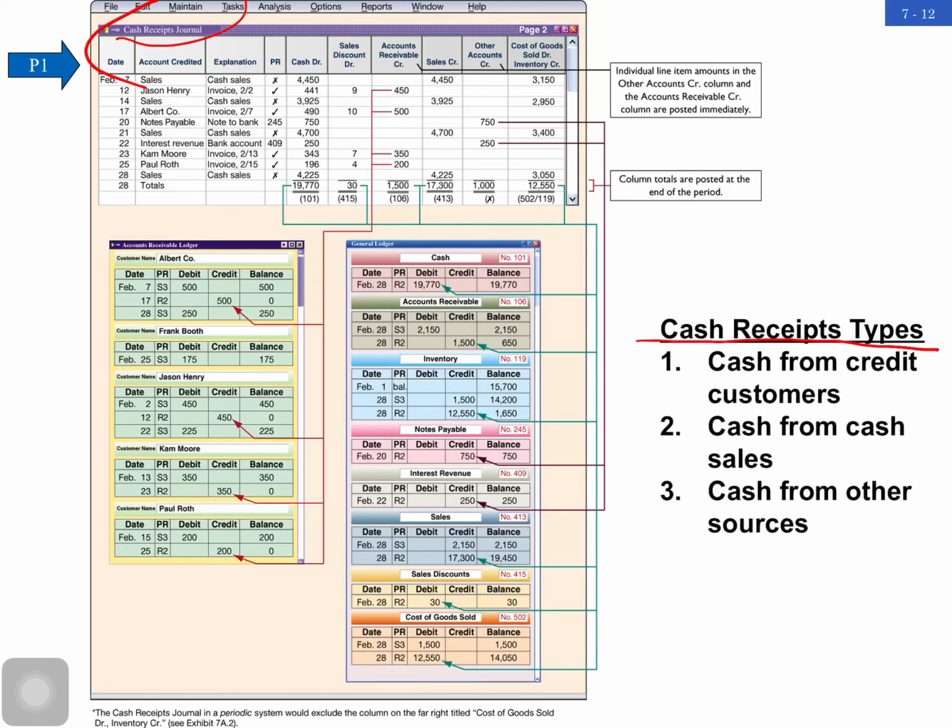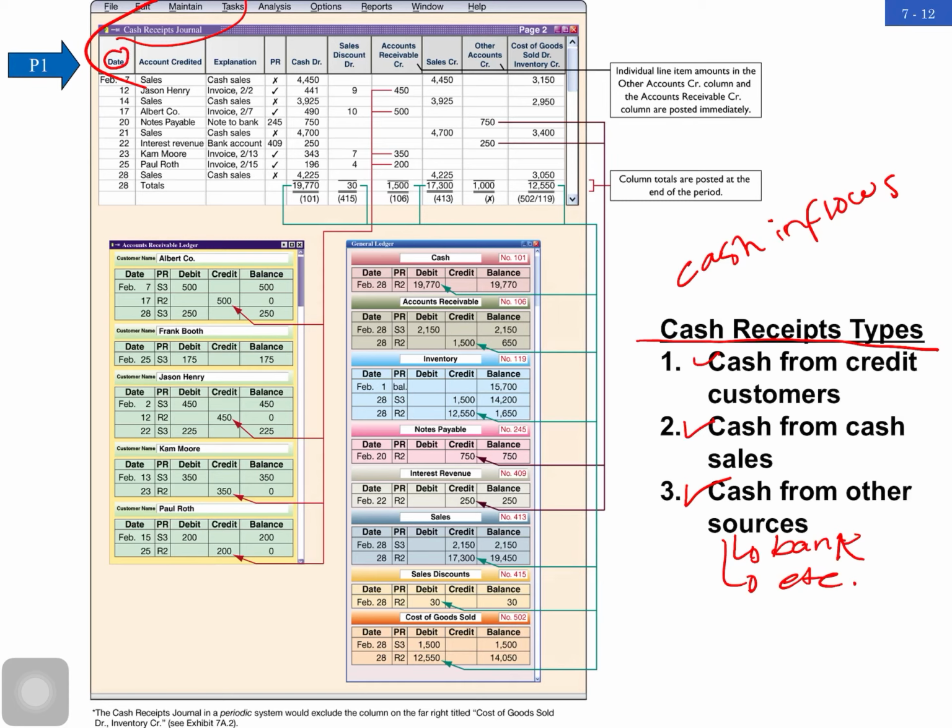In the cash receipt journal, you need to record the information about every cash that you receive. All cash inflows you have to record here, whether the cash is from a credit customer, from cash sales, or from other sources, for example a loan from a bank, etc. So let's see here. This is the cash receipt journal.